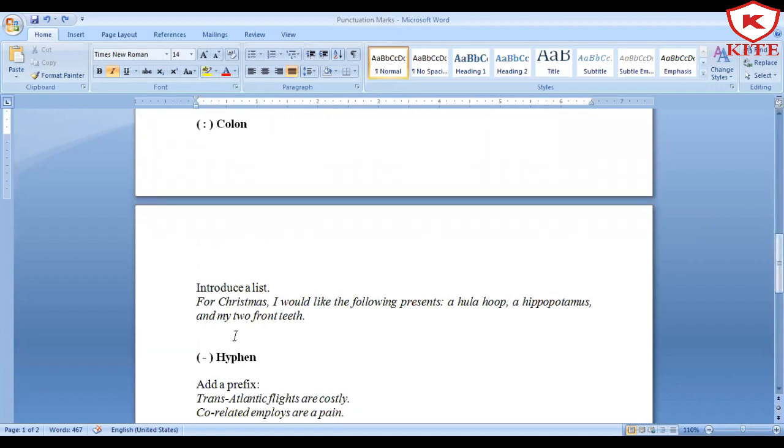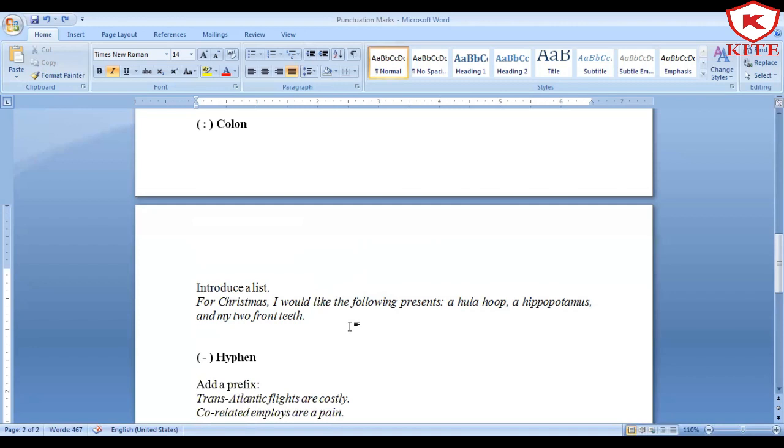It has a very basic and good usage, and that is it is used to introduce a list. It is also used to tell you what is coming next. For example, for Christmas I would like the following presents. So when you write following presents, it means the next items which are coming in a row in a list: a hula hoop, a hippopotamus, and my two front teeth. So this is something that has been wished by a very small kid, nothing to laugh about. If you want to mention a list, you can make use of a colon.